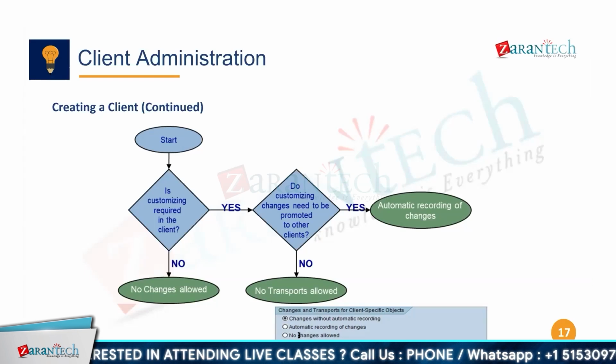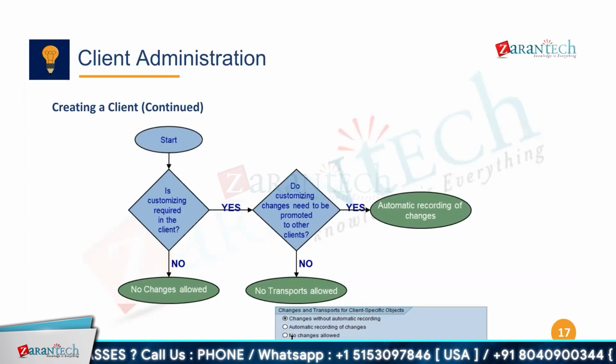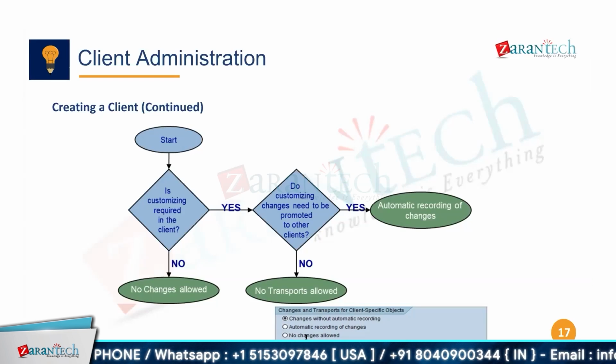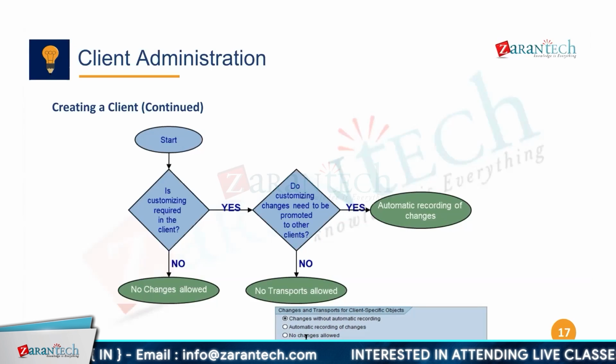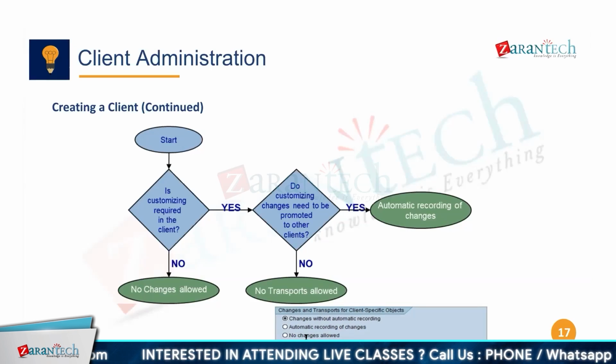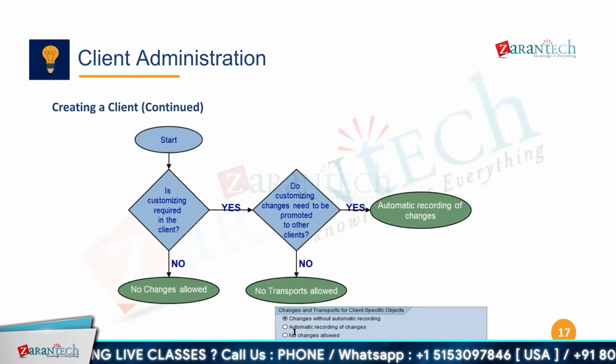So always in the production client, if you look into your production systems, the client setting is always no changes allowed. Which means even though a developer logs in and tries to change something, it doesn't let him. It will tell him that your client is protected by the administrator and you will not be able to do any changes. Cross-client customizing, such kind of message will be prompted to the developer.